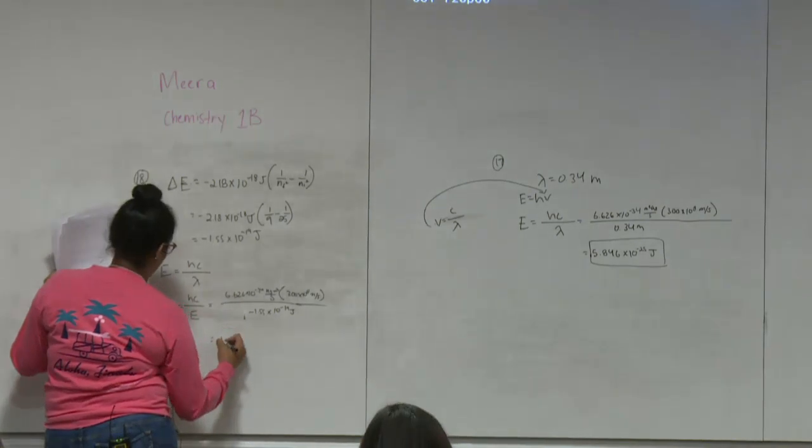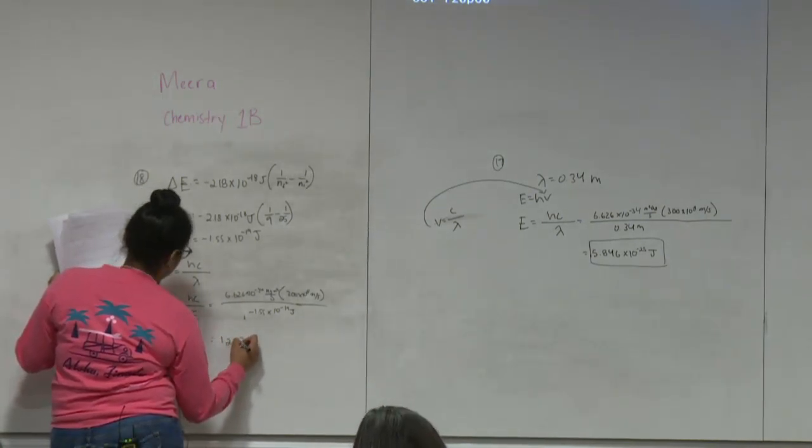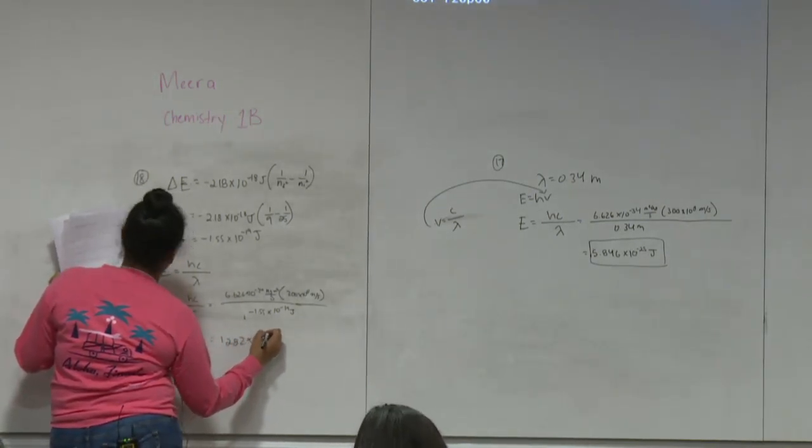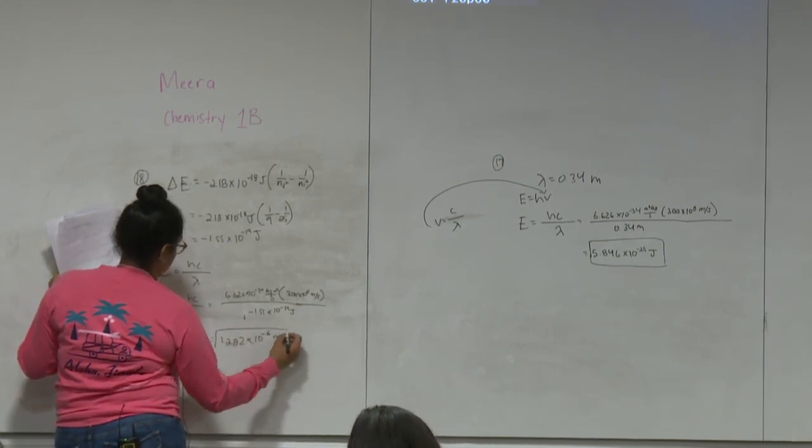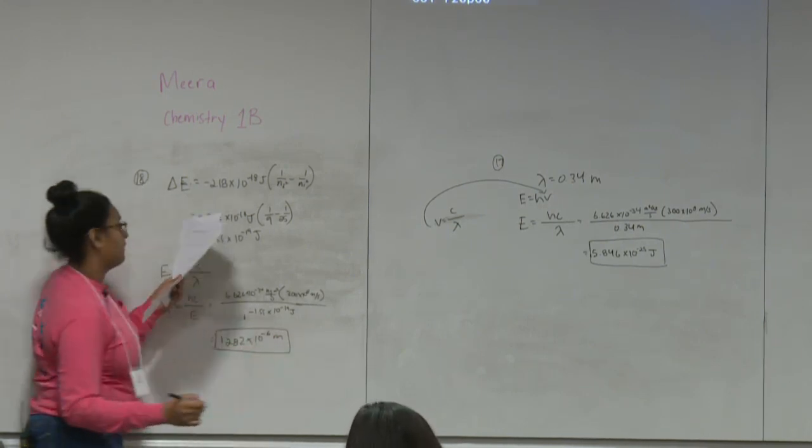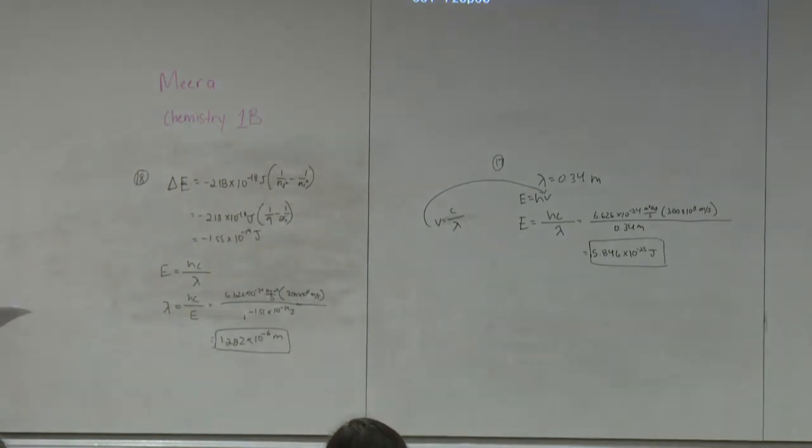And you should get an answer of 1.282 times 10 to the negative 6 meters. That is your wavelength. So for the one where it says calculate the energy change, it'll always give you the n values, and then you just plug them in.